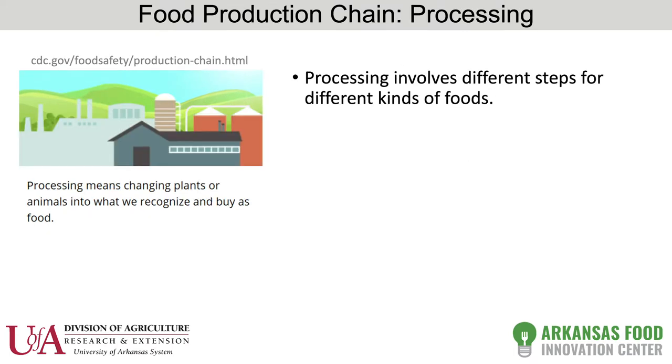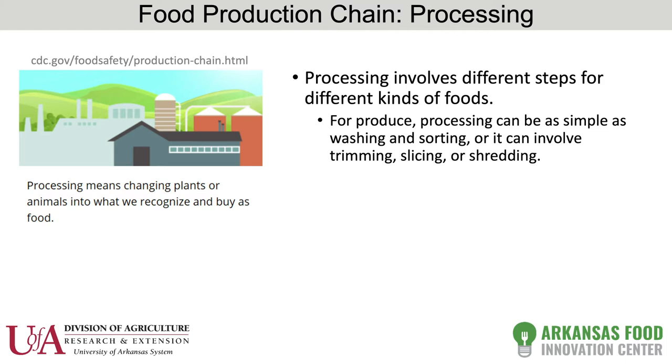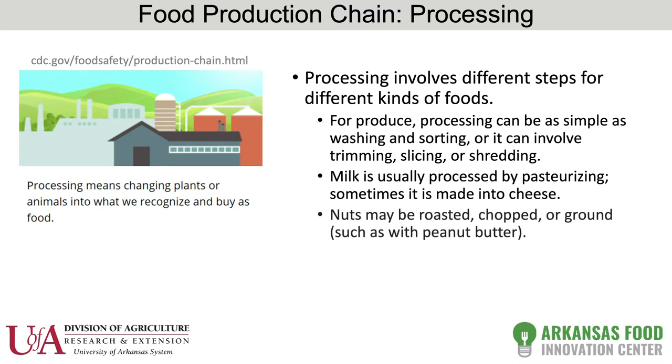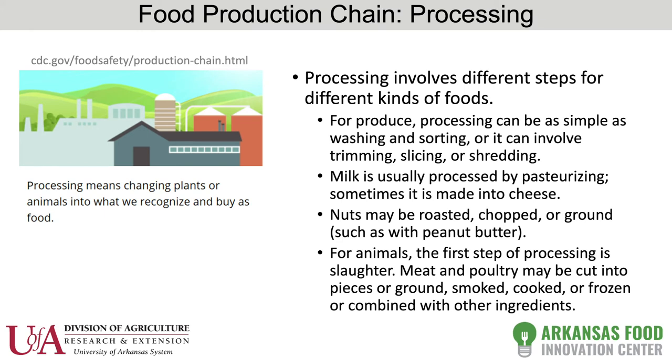The next stage of the food production chain is processing, which means changing plants or animals into what we recognize and buy as food. Processing means different things for different kinds of foods. Processing produce may be as simple as washing and sorting, or it may involve trimming, slicing, or shredding. Milk is usually processed by pasteurizing. Milk may also be made into cheese. Nuts may be roasted, chopped, or ground, like peanut butter. And for animals, the first step of processing is slaughter. Meat and poultry may be cut into pieces, ground, smoked, cooked, frozen, or combined with other ingredients.